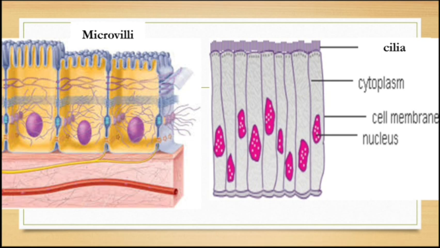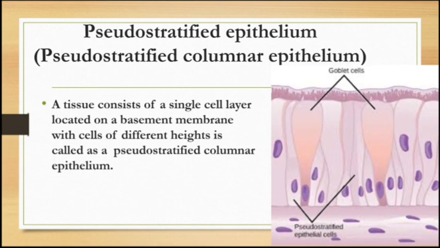So these are two diagrams which show microvilli and cilia. Microvilli in the left hand corner. In this picture there are microvilli, and in the right hand side picture you can find some cilia of simple columnar epithelium cells.